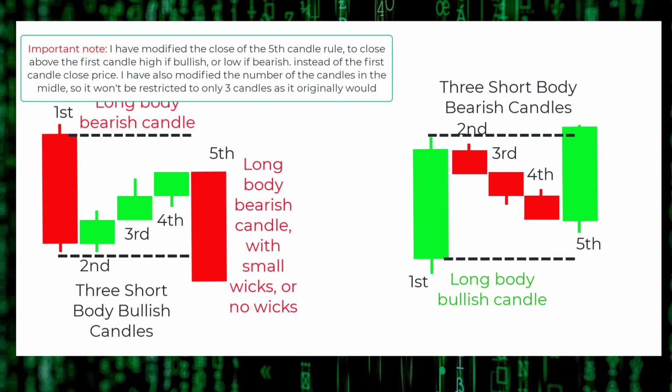And finally, the fifth and last candle is where the price makes another strong rise up with a long body, bullish candle that either has small wicks or no wicks at all. And closes above the first candle's high.